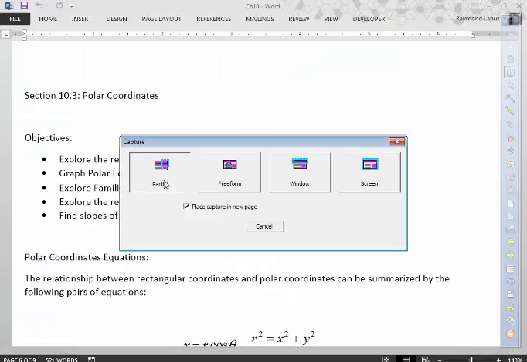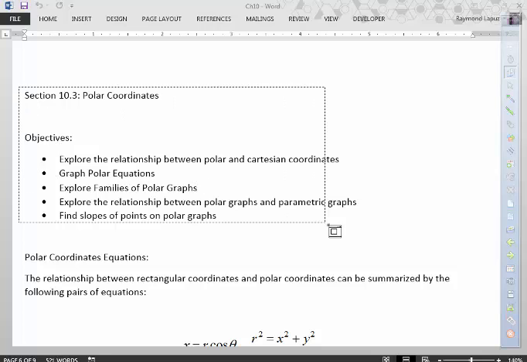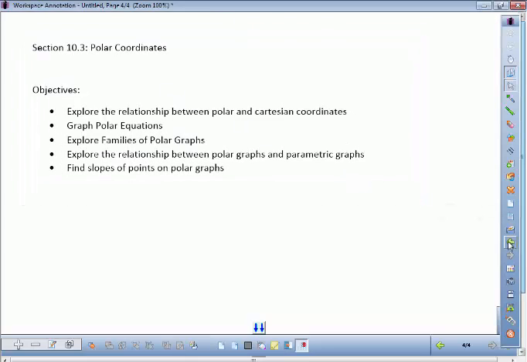Probably should have started with the objectives in the beginning. All right, I'm not going to go over that.